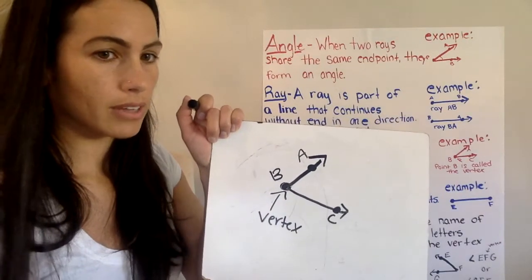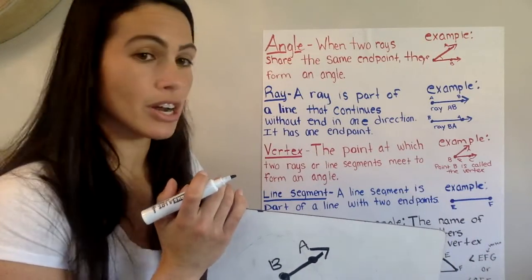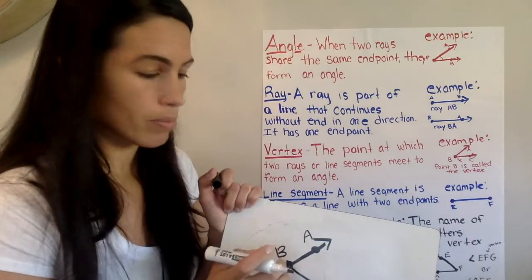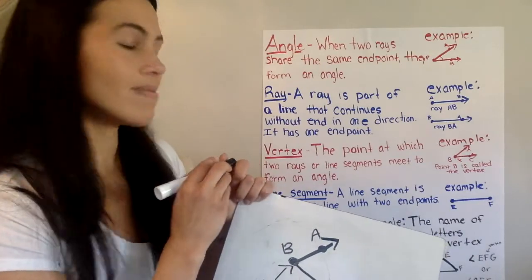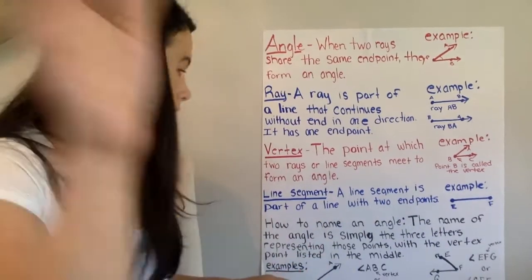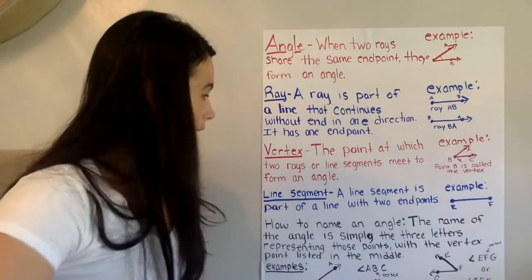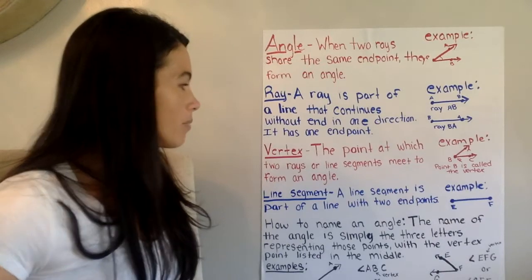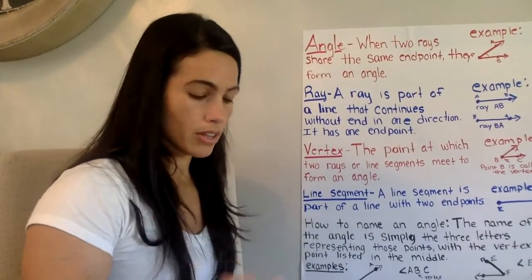that is the vertex. And this is super important for when you're going to learn how to measure. You need to remember that the vertex is the point where they meet. Okay? And then the last vocabulary word I have for today is called line segment. So a line segment is part of a line with two endpoints. So that means it doesn't continue on either way.